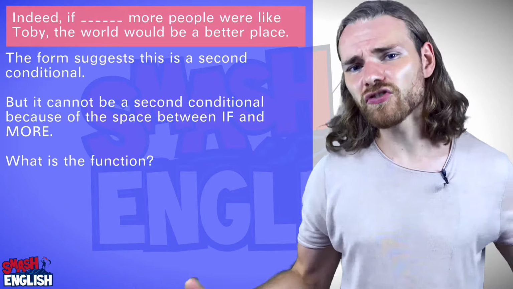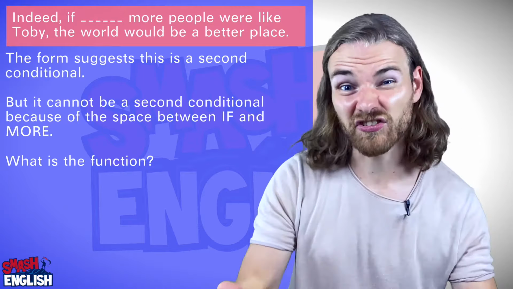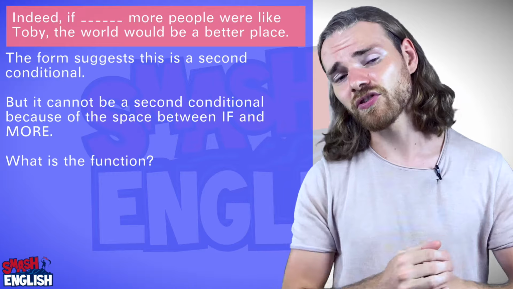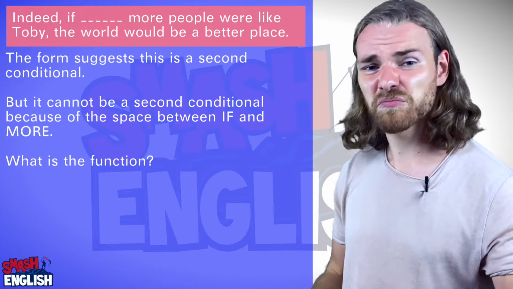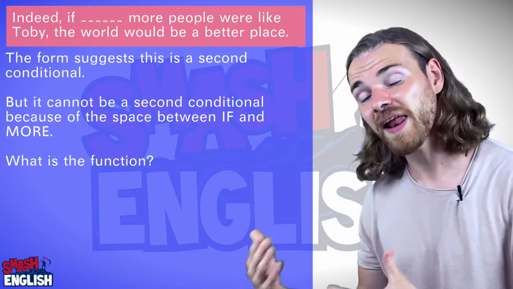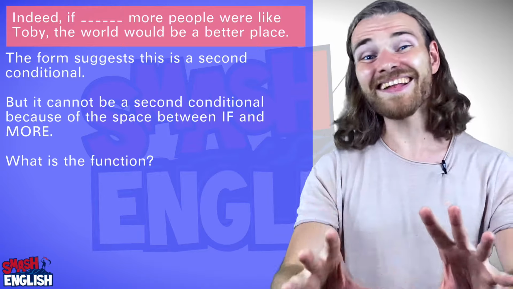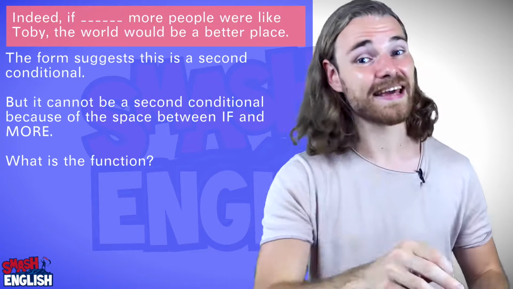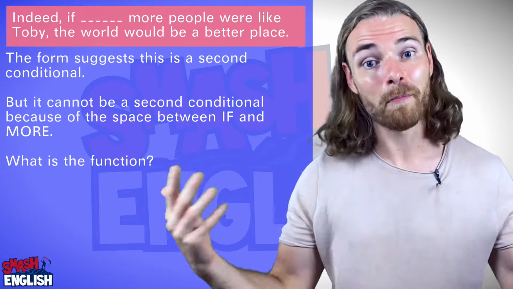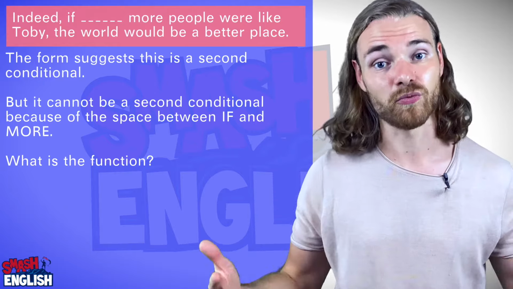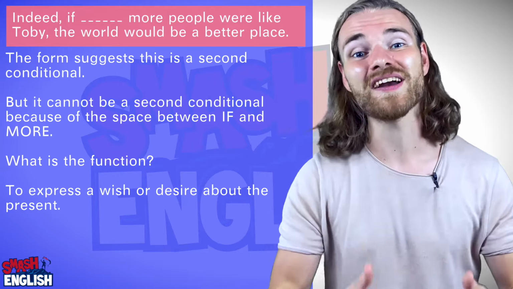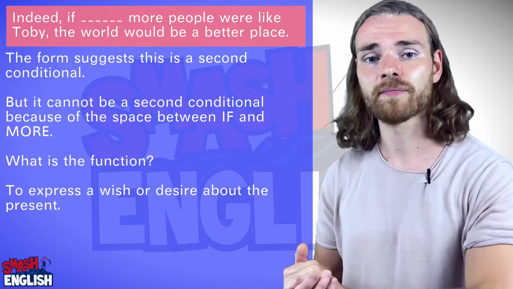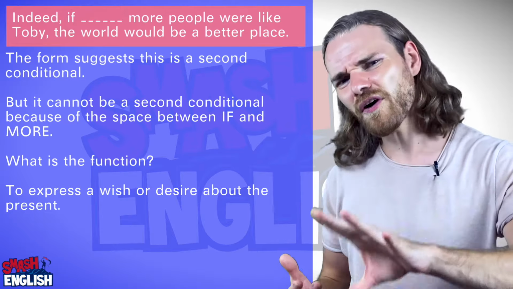So let's stop looking at the form and let's look at the function. What is this person doing here? Are they just describing an imaginary present? Well, I don't think they are, because they are saying the world would be a better place. To me, it sounds like they are complaining about the fact that more people are not like Toby in this world. So this person is expressing a wish or a desire about the present.